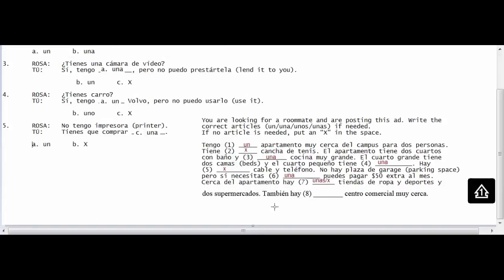Y 2 supermercados también, y un centro comercial muy cerca. There also is a commercial center, and that is very close by. So that very close by modifies that shopping center, centro comercial is usually a shopping center. So then we are going to use our article.